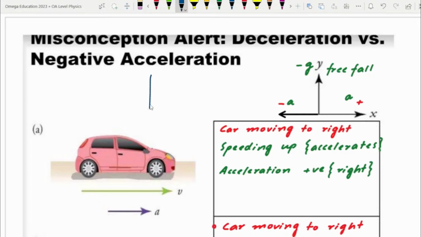Now, whenever we talk about the word direction, we need to first come up with a convention. We need to come up with a reference. So the convention is, if your acceleration is on the right side, it would be positive. And if your acceleration is on the left side, it would be called negative acceleration, not deceleration. Whether you're speeding up or slowing down, if your acceleration is on the left side, it is called negative acceleration.